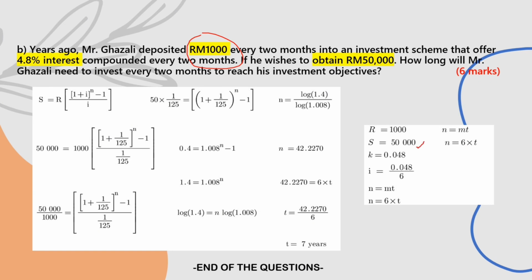Last but not least, the info we got from the question is R equals to 1,000 ringgit, S equal to 50,000 ringgit, K equals to 0.048, I equals to 1/125, and N equals to 6 times T. For the answer, we'll use S formula. Just enter the value and make sure to use log for both sides to find the amount of T. And the final answer will be 7 years.